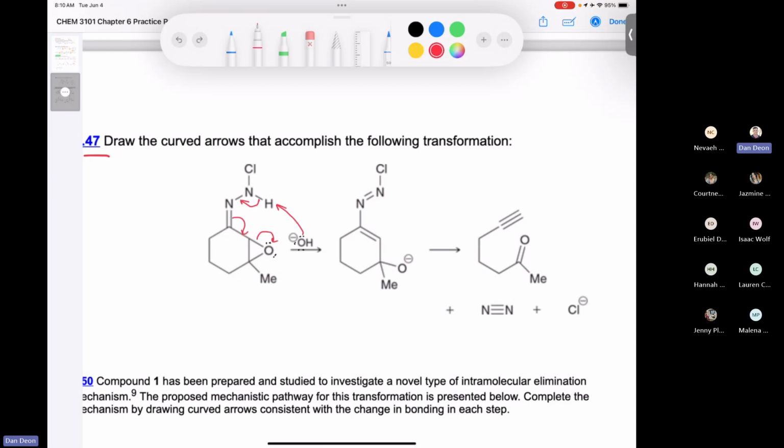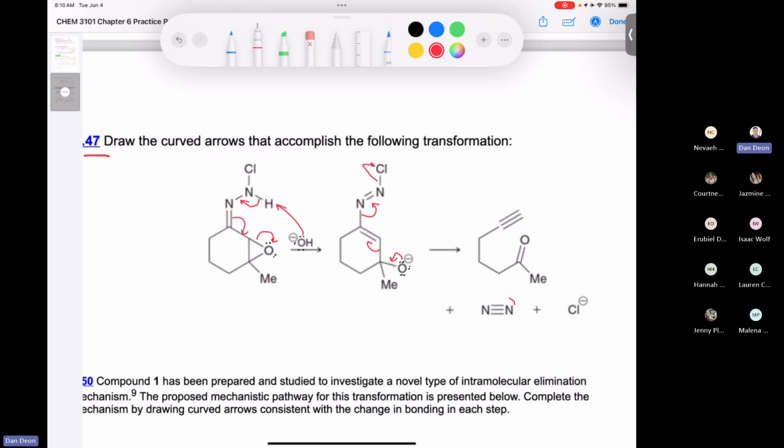And then we need to lose nitrogen somehow along the way. And so you can see that when you put 3 lone pairs here, you're making a methyl ketone, like that. What else is going to happen? You're going to end up breaking this bond here to make a triple bond. You're going to end up making the nitrogen molecule and losing the chlorine like that.